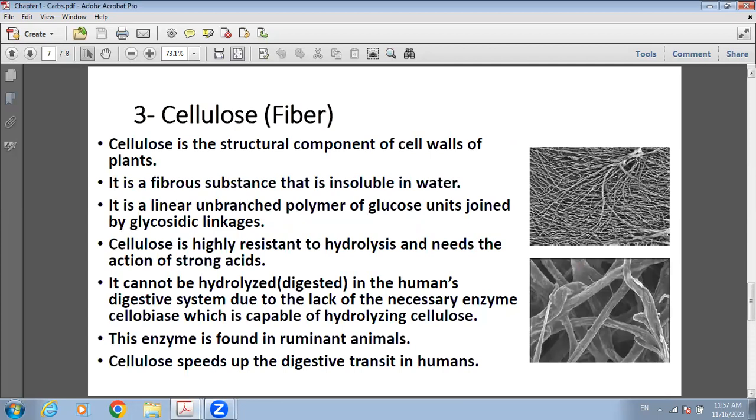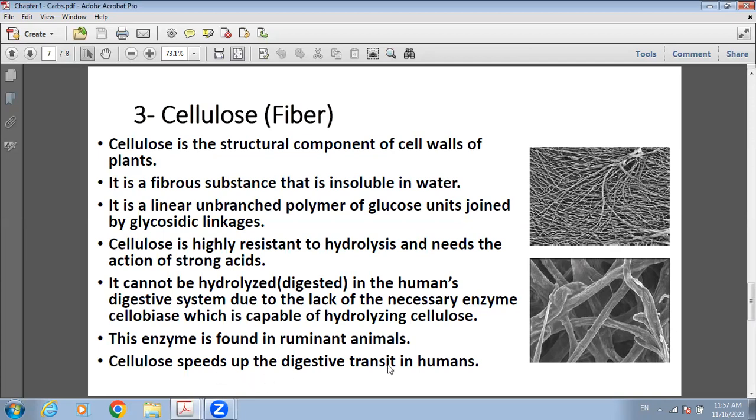The third type of polysaccharide we're going to talk about is fiber or cellulose, which is the structural component of cell walls in plants. It is insoluble in water, it is linear, and it is resistant to hydrolysis and needs strong acids. It cannot be digested or hydrolyzed in humans' digestive system due to the lack of the necessary enzyme called cellobiase. This enzyme is found in ruminant animals like goats, sheep, cows.